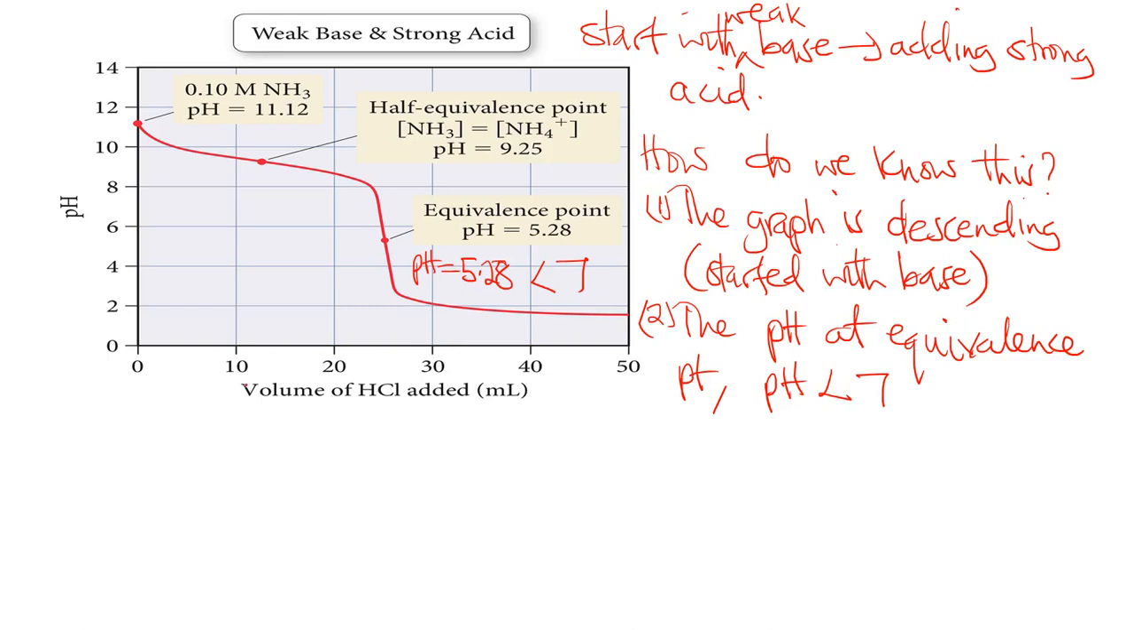So you need to be able to recognize what you are adding here. You can see that we are adding HCl, which is an acid, to the base that we started with. Our weak base here is ammonia. So that's how you know these titration curves. So you need to be able to identify each of the titration curves that we have discussed.